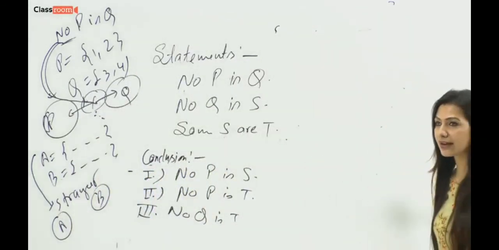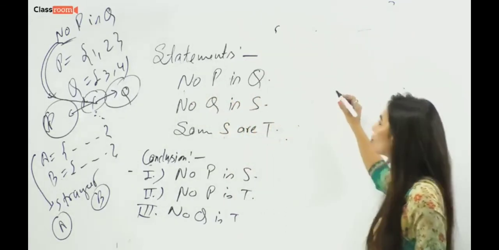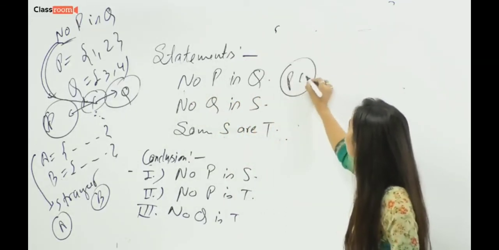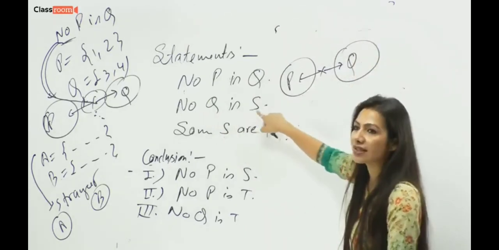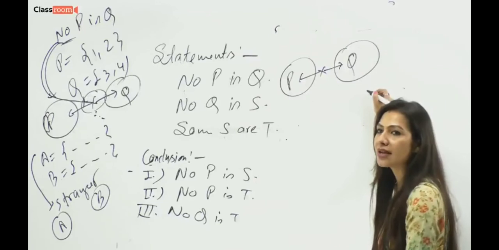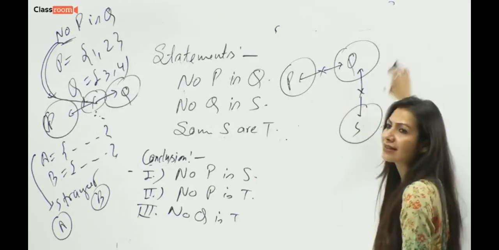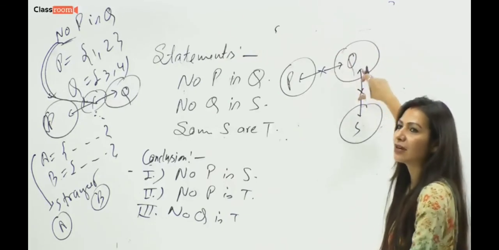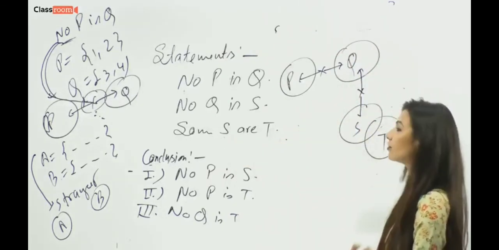Let me convert the Venn diagram. Because it is no P is Q, what I need is a complete cross in between P and Q. That's our representation. The next is no Q is S. So this is a relation between Q and S. So you will represent it like this. Maybe you can write it somewhere here. It doesn't matter. But there will be a cross between Q and S. Then it is some S are T. So there is something in common between S and T.